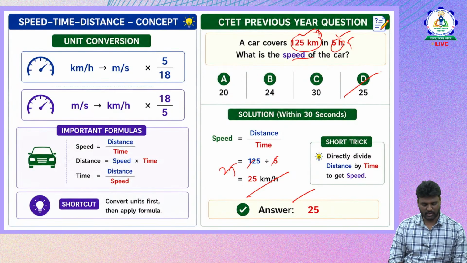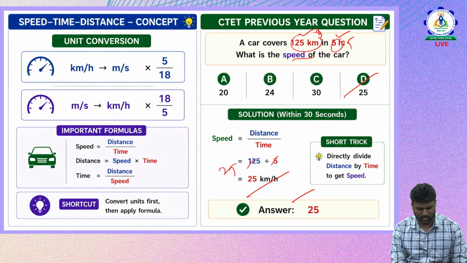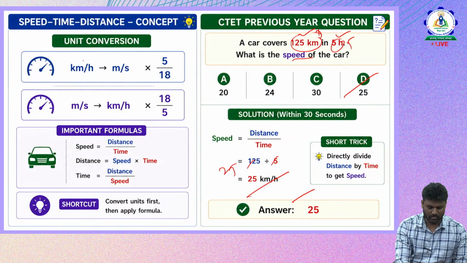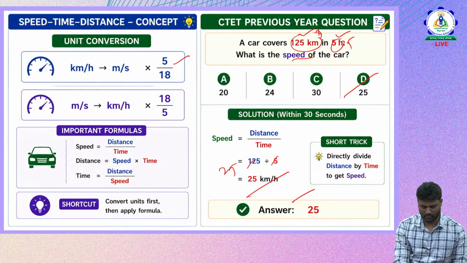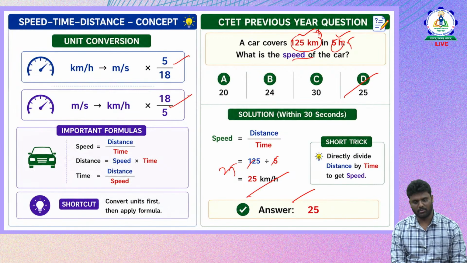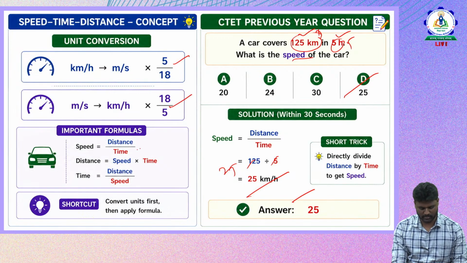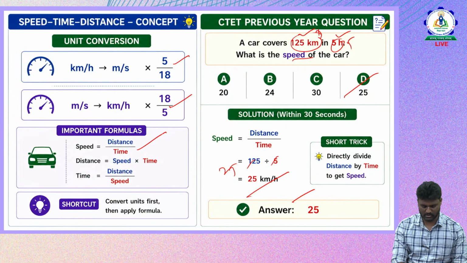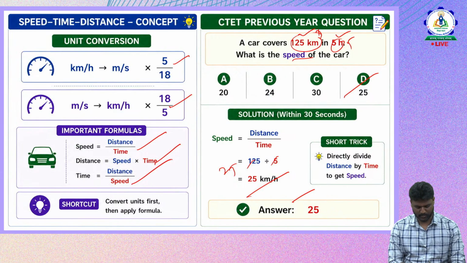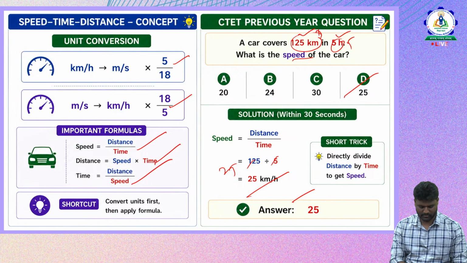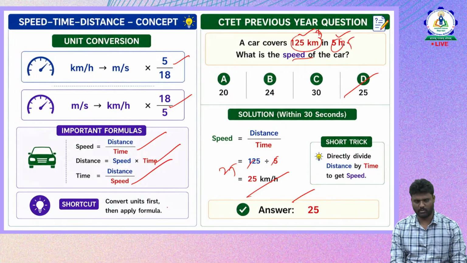Remember the unit conversion. As we were discussing in the previous slide, to convert kilometer per hour to meter per second, we multiply with 5 by 18. Whereas to convert meter per second to kilometer per hour, we multiply with 18 by 5. The formula for speed is equal to distance by time, distance is equal to speed into time, and time is equal to distance by speed. Always convert the units first, then apply the formula.